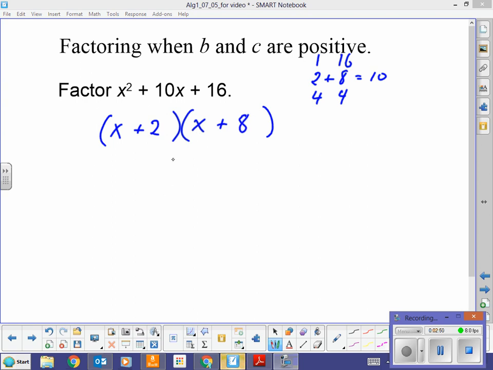That's my factored form. If I was to multiply these together, x times x is x squared, x times 8 is 8x, 2 times x is 2x, and 2 times 8 is 16. And of course, those equal 10x. So that's how we factor when they're both positive. It's very simple when they're both positive.